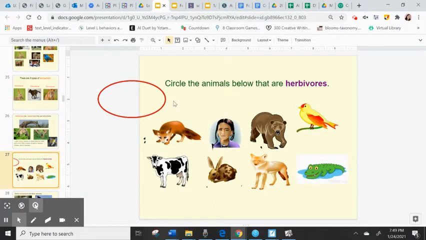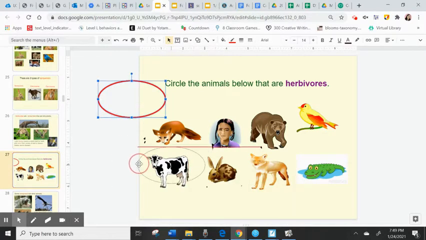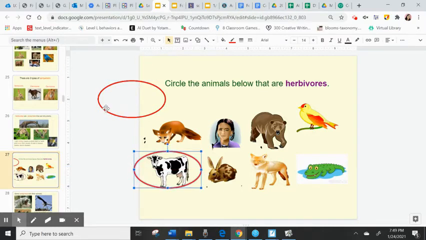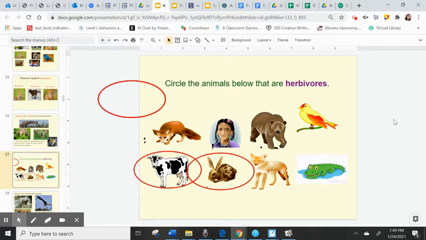So let's go ahead and do this. Let's circle the animals that are herbivores. Take a second and think about it. Which ones here look like herbivores? If you said the cow and the bunny, then you are correct. Now you might look at this and think a few other things eat plants, but maybe they eat plants and something else. The cow and rabbit only eat plants for energy, so they are herbivores.